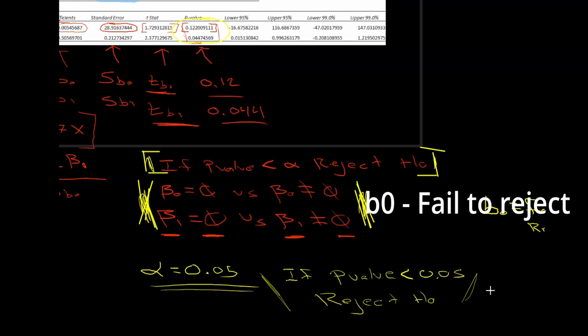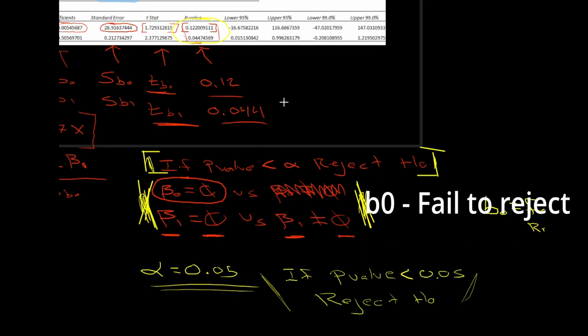What does that mean? If we fail to reject, it means kind of scratch out your alternative there. It means we have no evidence to say that beta naught is anything but zero. We don't have enough evidence to say that it's anything but. So essentially, we believe that the value of beta naught is zero.